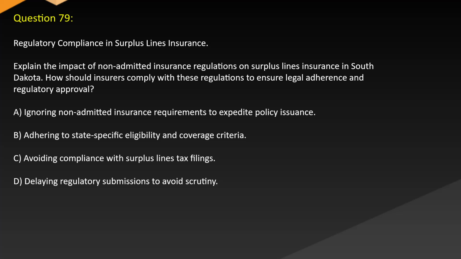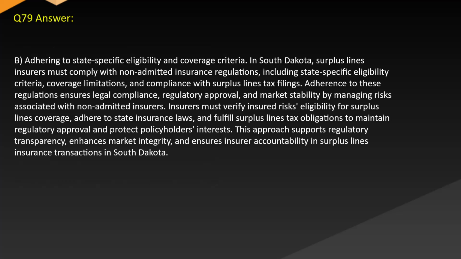A. Ignoring non-admitted insurance requirements to expedite policy issuance. B. Adhering to state-specific eligibility and coverage criteria. C. Avoiding compliance with surplus lines tax filings. D. Delaying regulatory submissions to avoid scrutiny. Answer is B. Adhering to state-specific eligibility and coverage criteria.